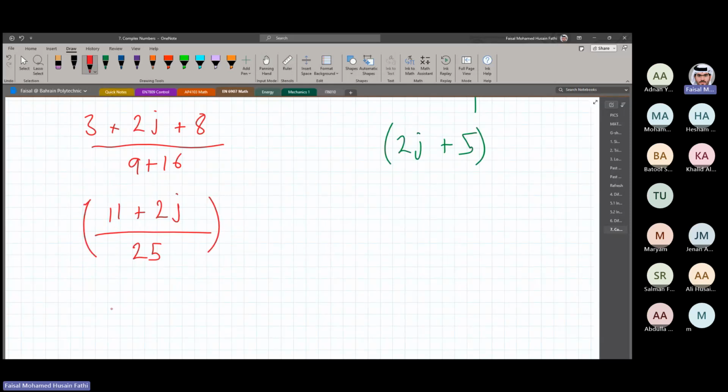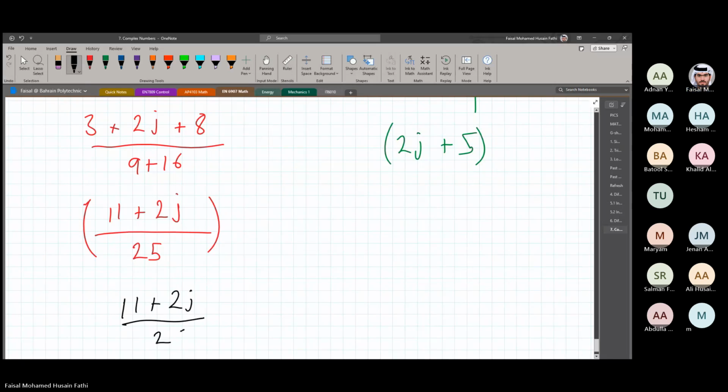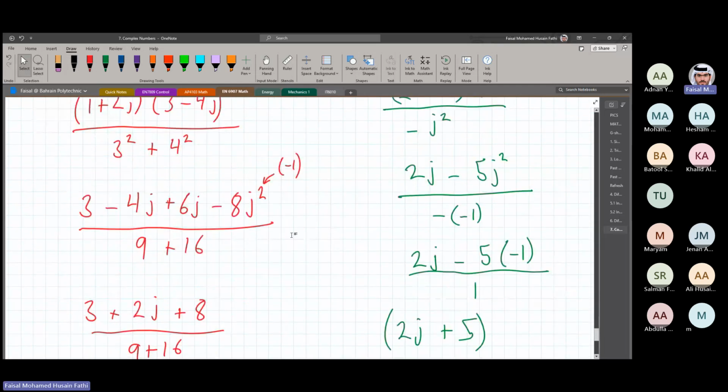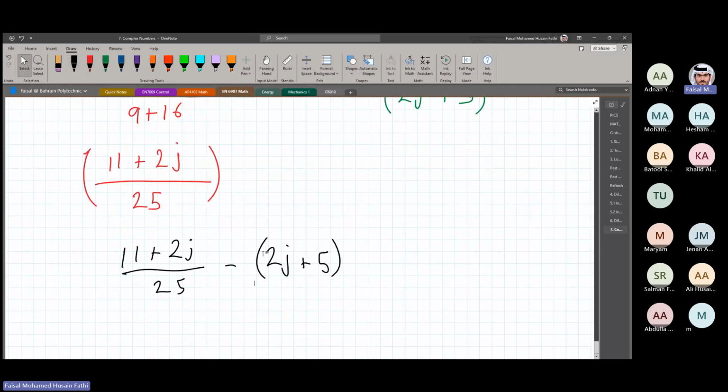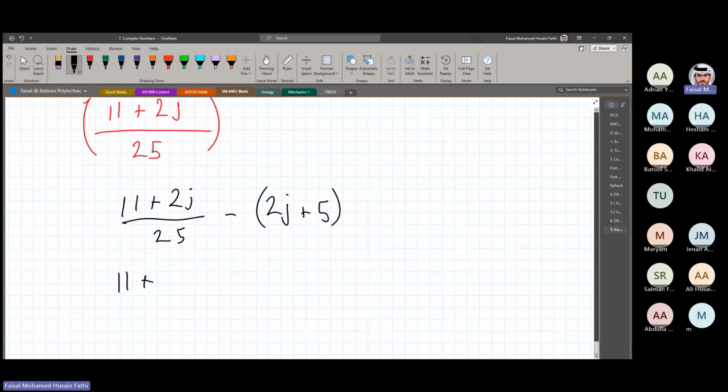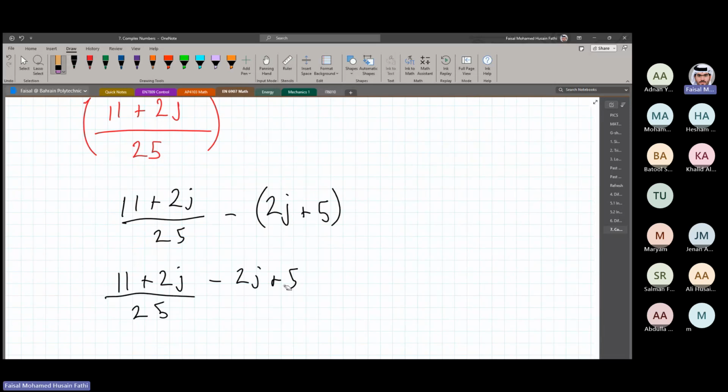So it is 11 plus 2j over 25, minus, sorry, it was minus. The question says minus, so minus 2j plus 5. Keep it in brackets because you're going to have to distribute the minus. So this is going to be 11 plus 2j minus 2j plus 5 over 25. This is going to become minus as well.